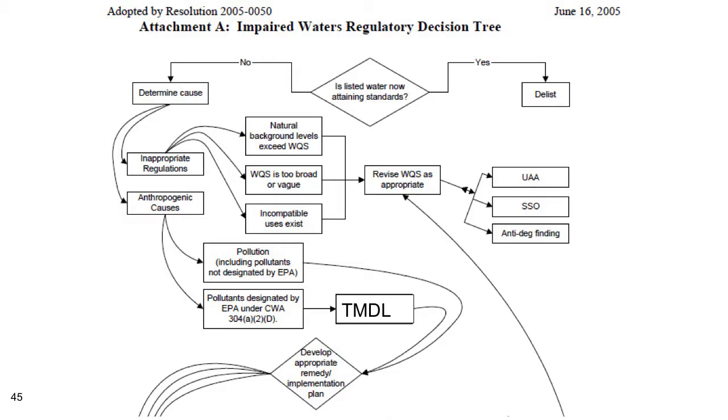And then you come down into looking at whether or not the cause of the impairment is pollution or if it is a pollutant, because we would only calculate a TMDL, the loading capacity. I think this box really should be the TMDL. You really only go into the TMDL process for pollutants and not for pollution. And then comes the big process of developing an appropriate implementation plan, an appropriate remedy for the problem that you've identified.